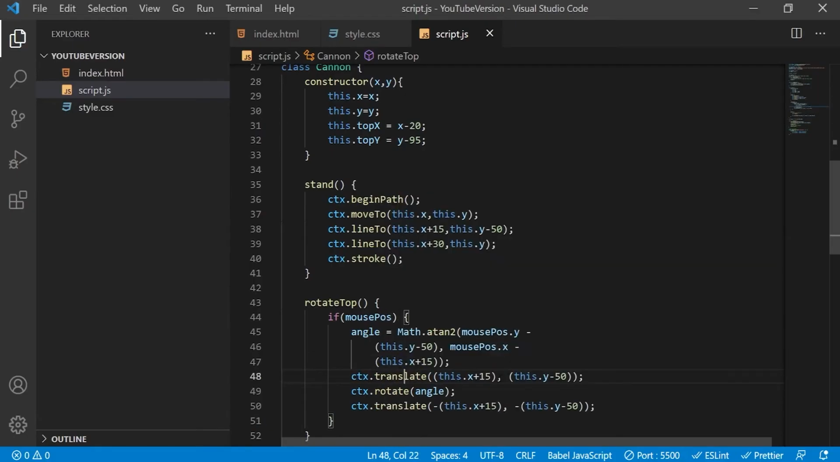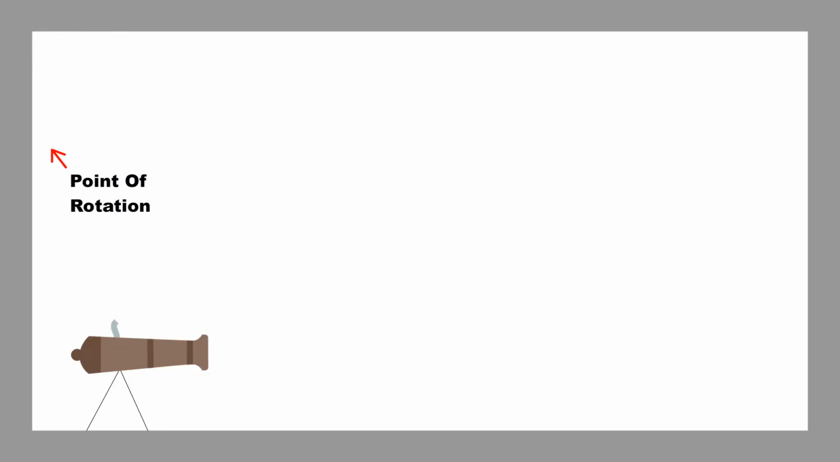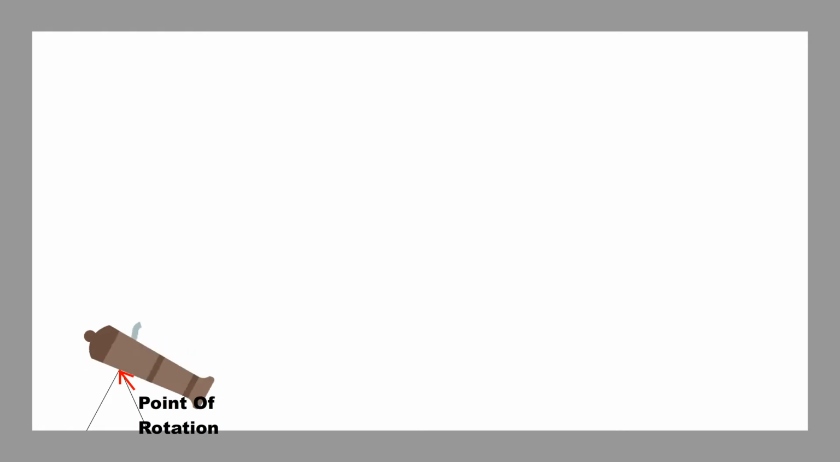The solution is to move the top left corner of the canvas to the top of the canvas stand before the rotation, and then move it back to its original position here, after the rotation has been completed. This will alter the rotation origin of the cannon to be the top of the canvas stand, allowing the cannon top to rotate properly in relation to it.